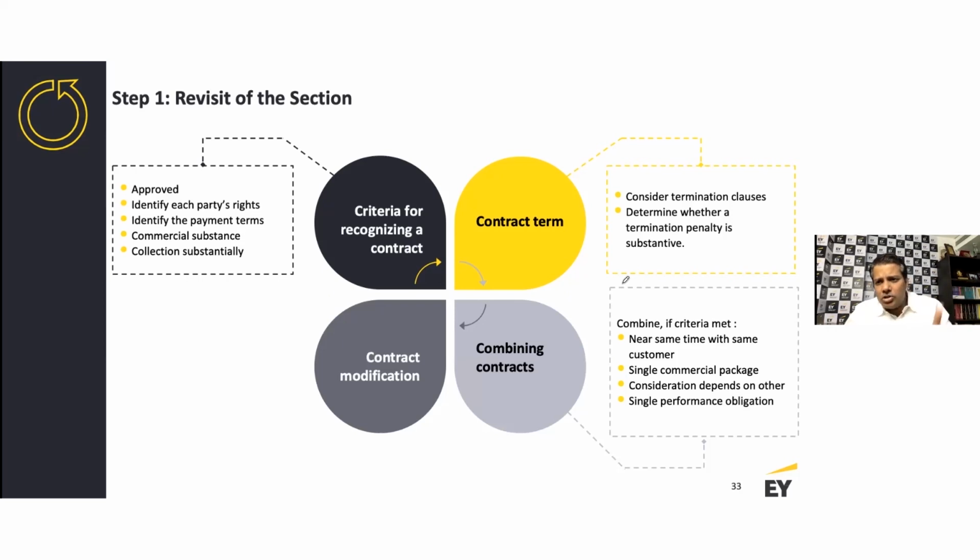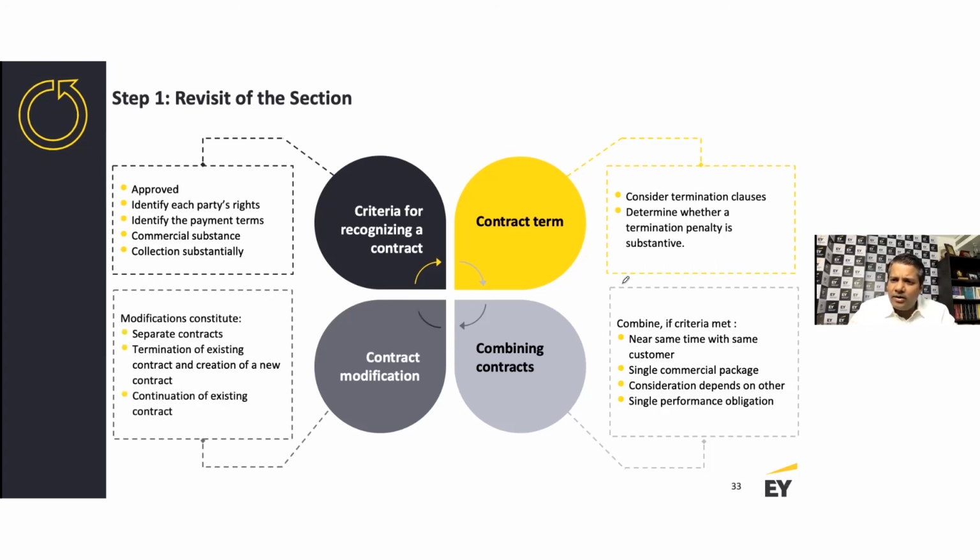If the answer is no, it is not a distinct performance obligation. You're not charging a standalone price for that performance obligation. It is to be merged with the existing contract, and you will say that it is a continuation of the existing contract. Otherwise, it is a separate performance obligation or a separate customer contract to be evaluated and accounted for appropriately. Now we will move to step 2.